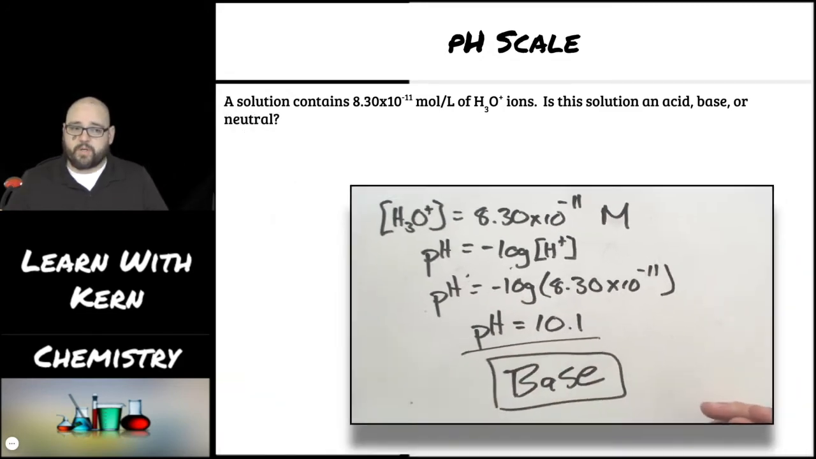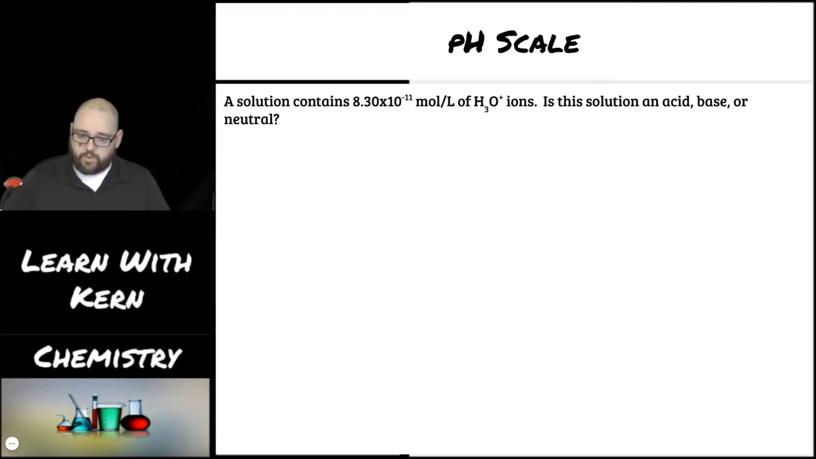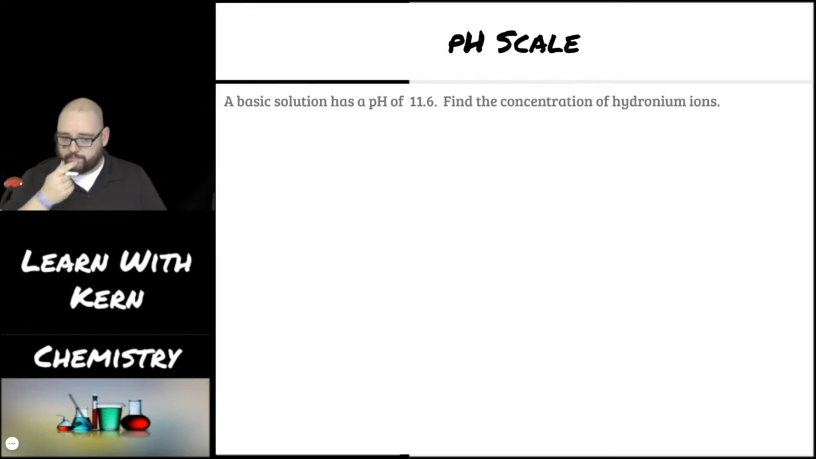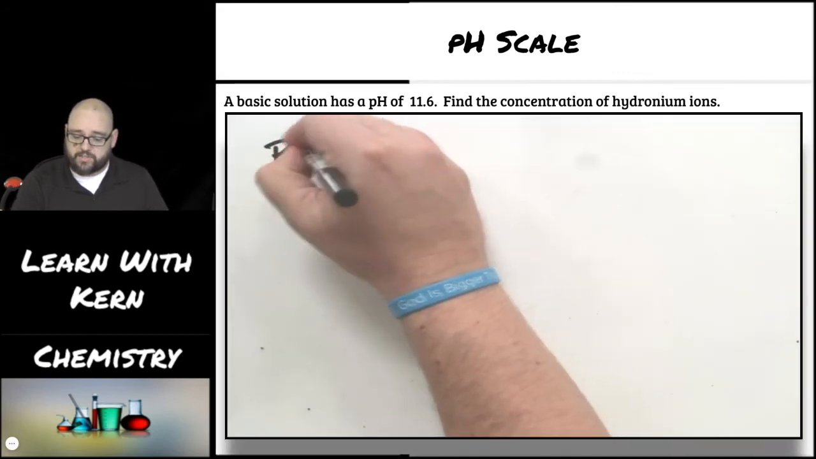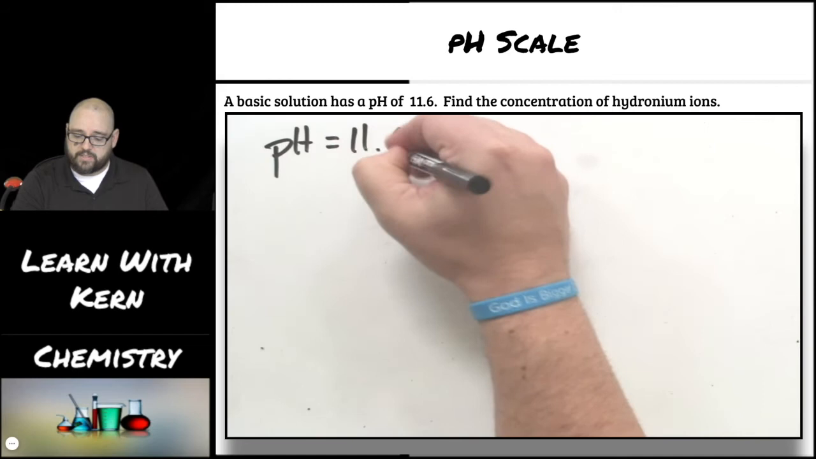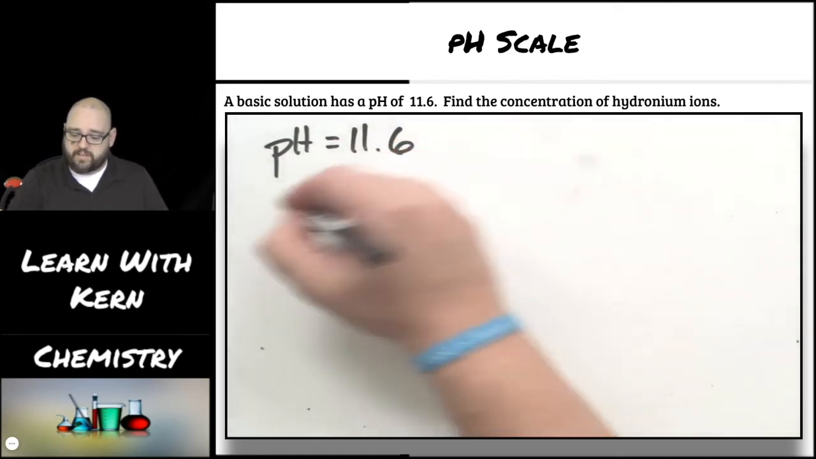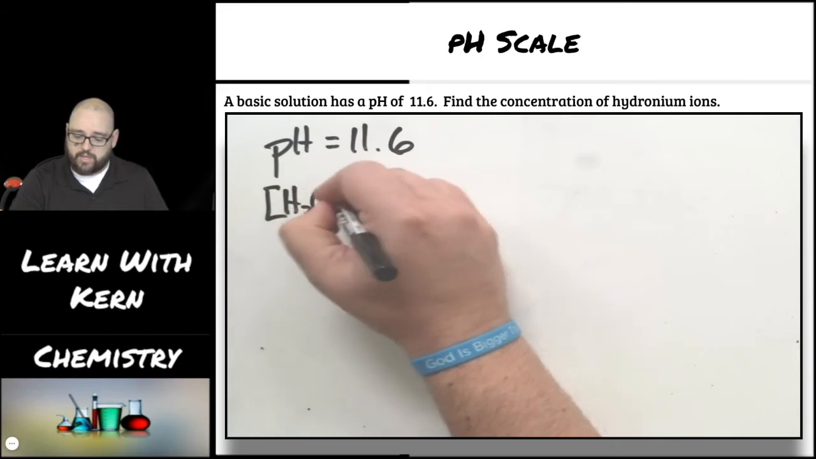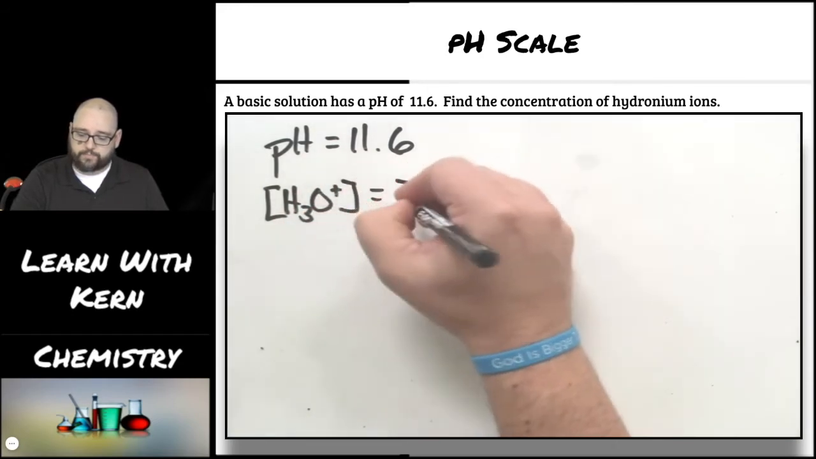All right. So let's do one more example of a pH type calculation. So I have a basic solution. This time I'm telling you it's an acid or a base. It's basic. I have a basic solution whose pH is 11.6. I want to find the concentration of hydronium ions. I want to know what H3O plus is.